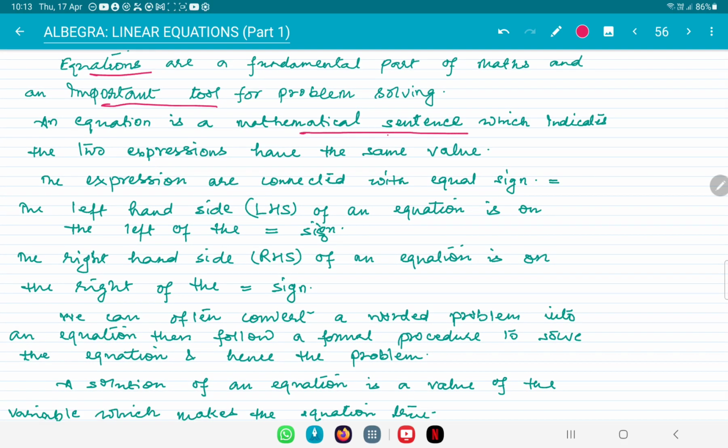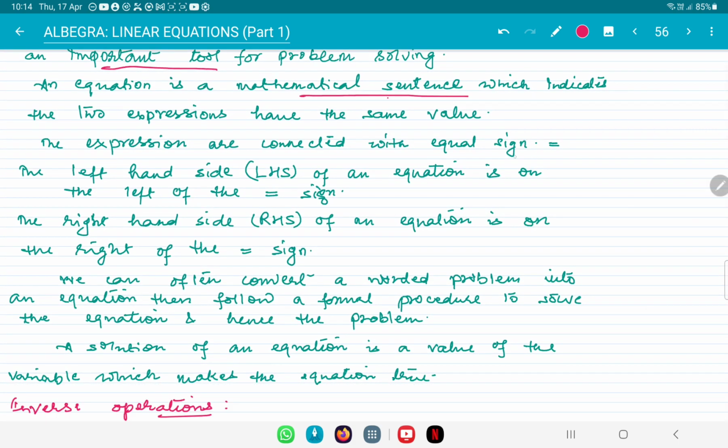It is a mathematical sentence. Why is it so? Because it is a combined form of different operations. They can come in the form of plus, minus, multiplication, division, as well as the equal sign and different types of brackets. So an equation is a mathematical sentence which indicates that two expressions have the same value. The expressions are connected with an equal sign, every time.